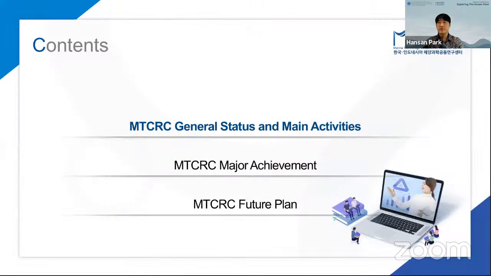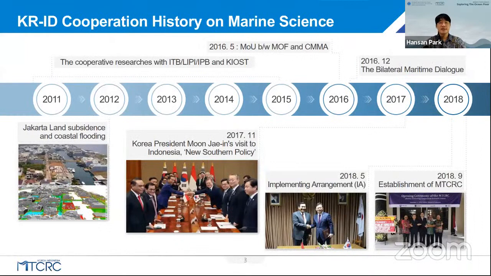So for the introduction of MTCRC, we also have 3 main parts: general status, main activity and main achievement, and our future plan. So first, I would like to emphasize that our history started over 10 years ago with Indonesia and Korea. So there were many cooperative research between many researchers between Korea and Indonesia. But in 2011, ITB and KIOST started joint research about Jakarta land subsidence and also coastal flooding. And we continued our cooperative research during several years. And finally, in 2018, September, we established MTCRC in Bandung.